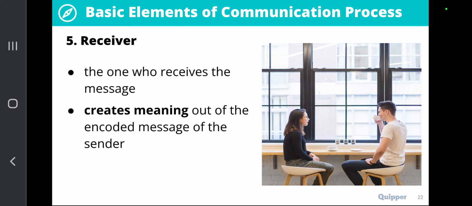A very good example of this, we're still talking about the receiver creating meaning out of the encoded message of the sender. A very good example of this, class, is the documented reaction of George W. Bush when he found out that 9/11 happened. The Twin Towers. Since it is available on the internet, a lot of documentaries have been made. There were people who died tragically, and it was a terrorist attack. So it was alarming for the whole world because it could spark another war that the world cannot afford.